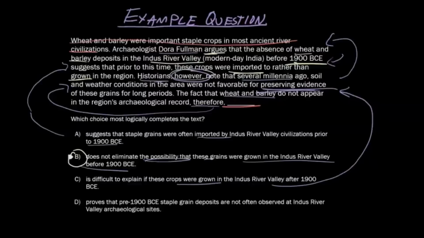Proves that pre-1900 BC staple grain deposits are not often observed in Indus River Valley archaeological sites. Well, we know this. We know that they can't really find anything because there's no way to preserve the evidence in the soil, right? We know this, but that's not related to this idea. This therefore connects to the however. Again, we're using transition words, right? And this idea here, right, is saying this. It's not mentioning this fact. This was kind of the first part of the paragraph here. And that's all you need to know for your inferences.